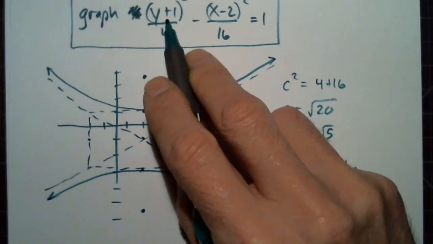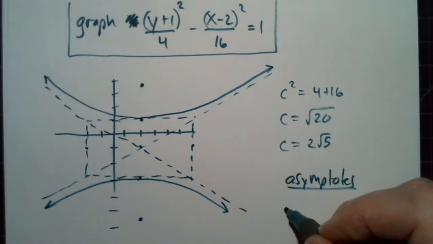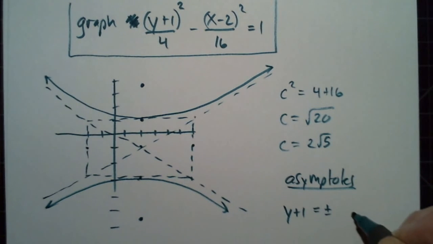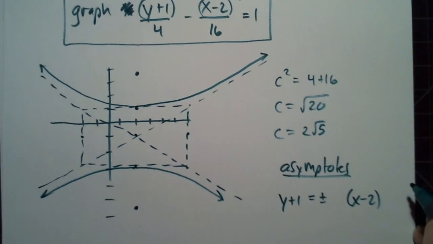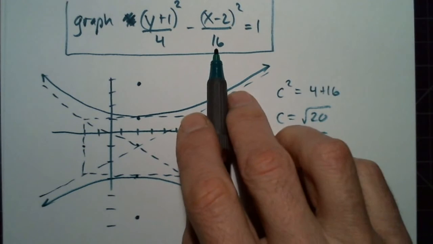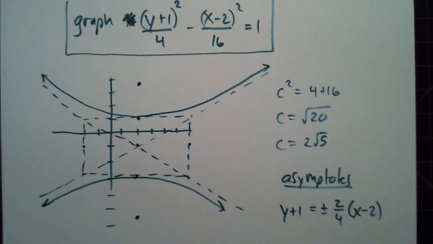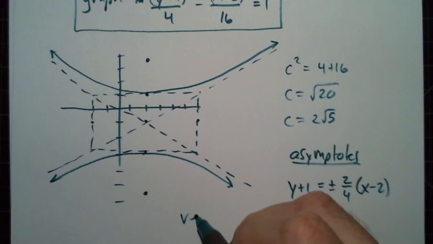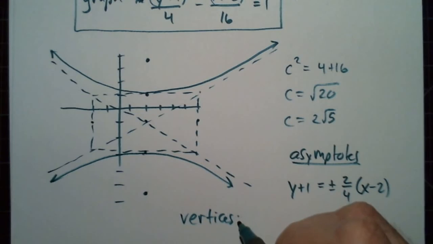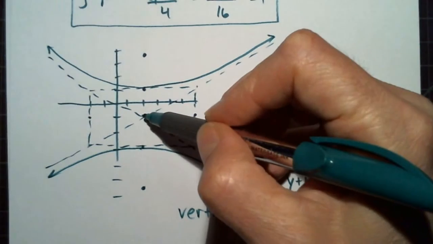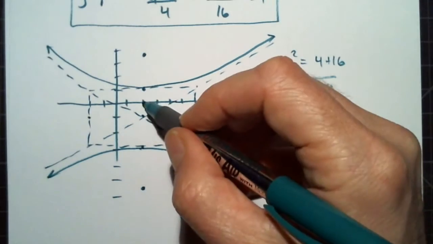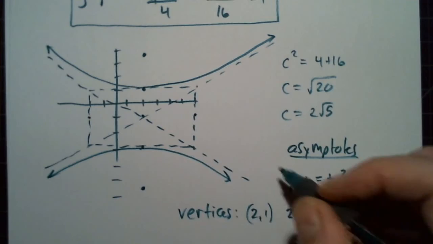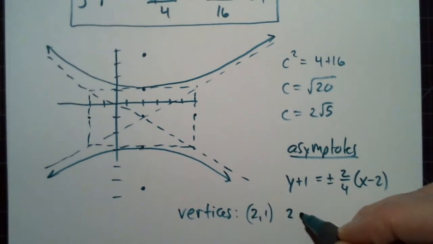We just copy the y numerator. Y plus 1 equals positive or negative. Let's copy the x. X minus 2. And the slope will be 2 over 4. Right, and the vertices. Vertices are 2, 1, and 2, negative 1. Nope. 2, 1, 2, 3, negative 3.